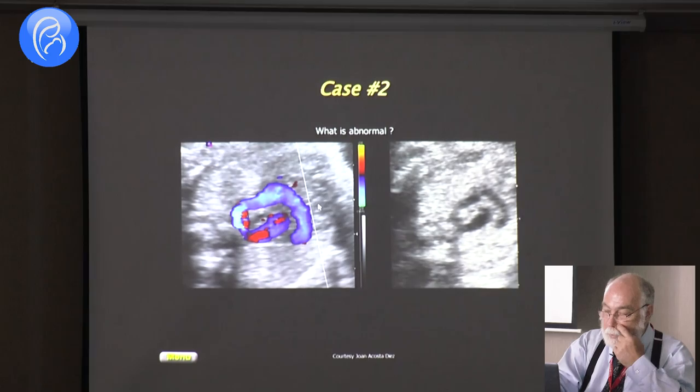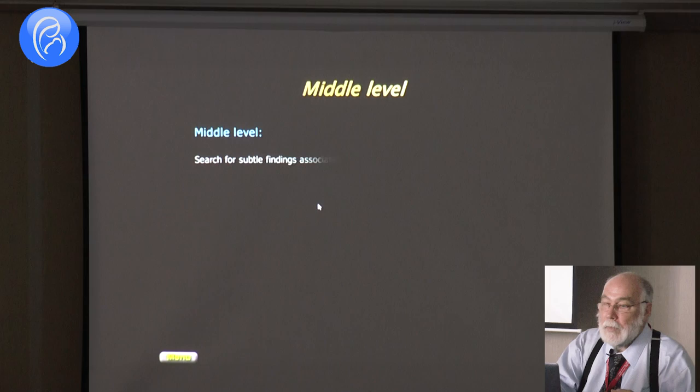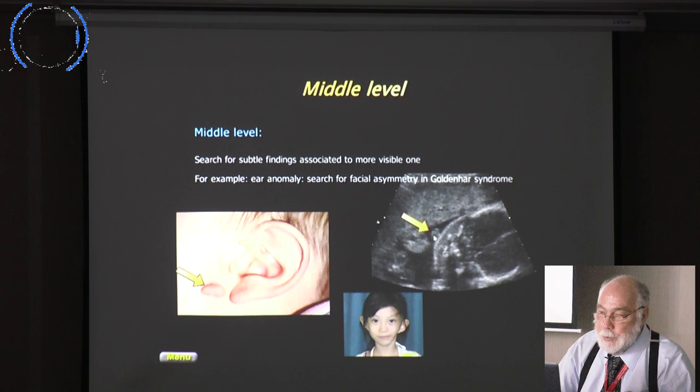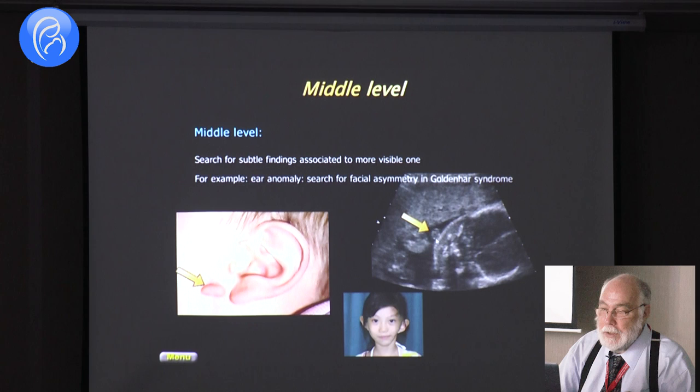I'm going to skip this one. So in the middle level, what you want to do is associate some small finding. Here we have a skin tag in front of the ear. And when you see a skin tag in front of the ear, think about Goldenhar syndrome. So if you have 3D reconstruction, this is a good time to do a 3D scan of the face to see the hemifacial microsomia.